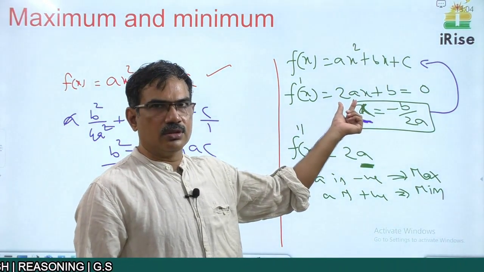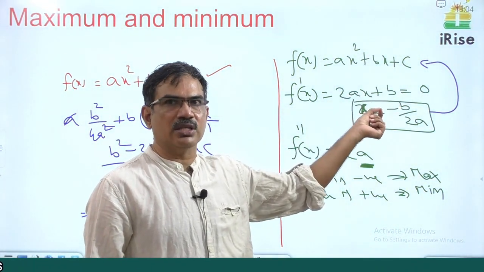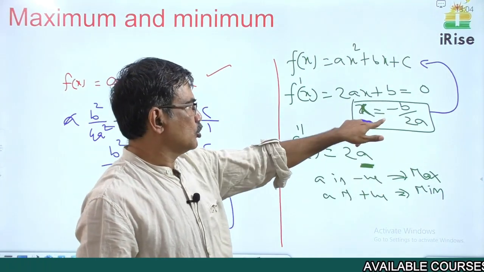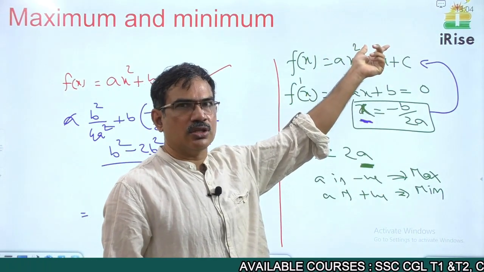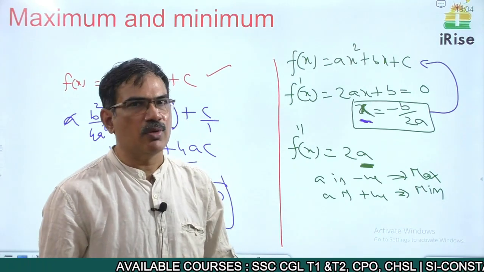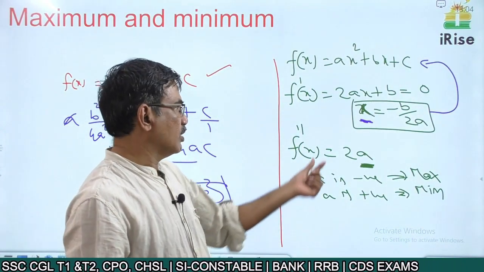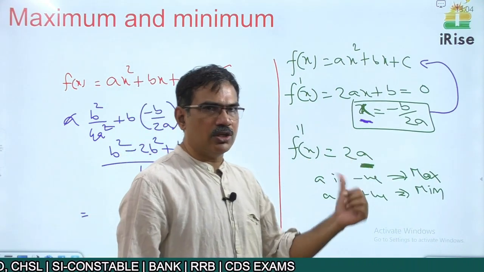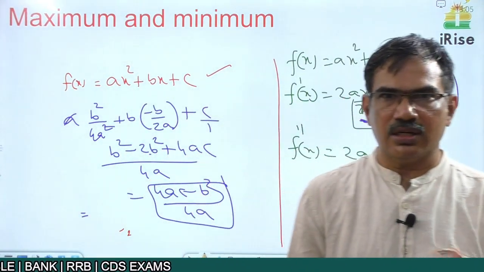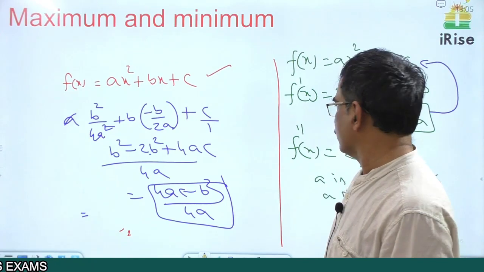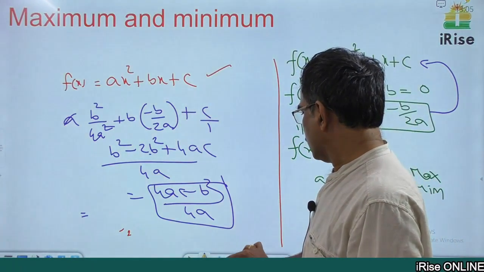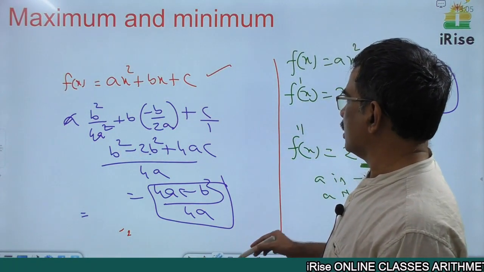Differentiate, equate it to 0, and we get the point at which it has a maximum or minimum. Substitute that point in the original equation to get the maximum value or minimum value. To check whether it is a maximum or minimum, find the second derivative. If the second derivative is positive, it has a minimum value. If the second derivative is negative, it has a maximum value. Okay, so this is about this one.